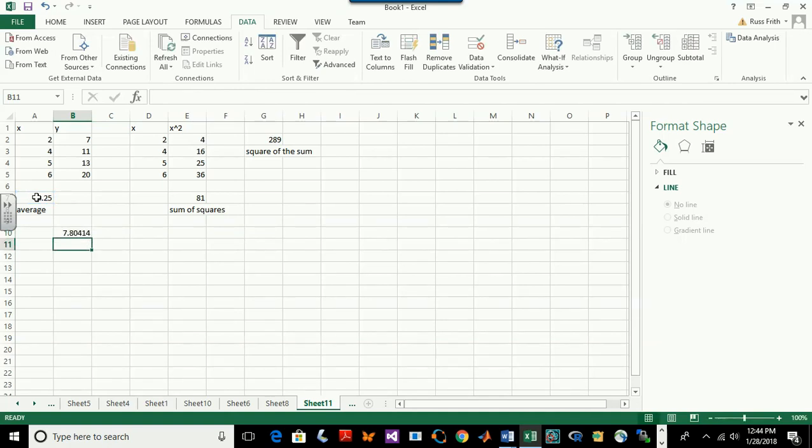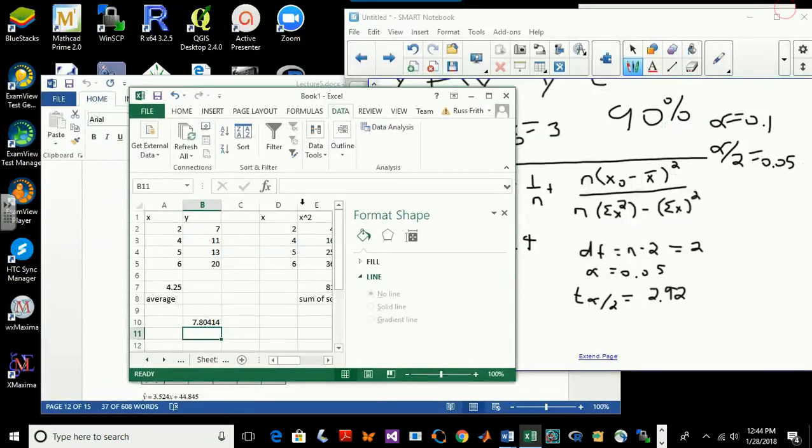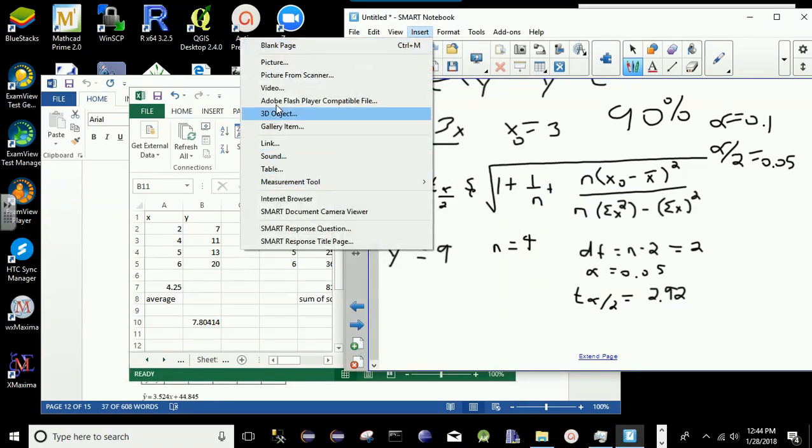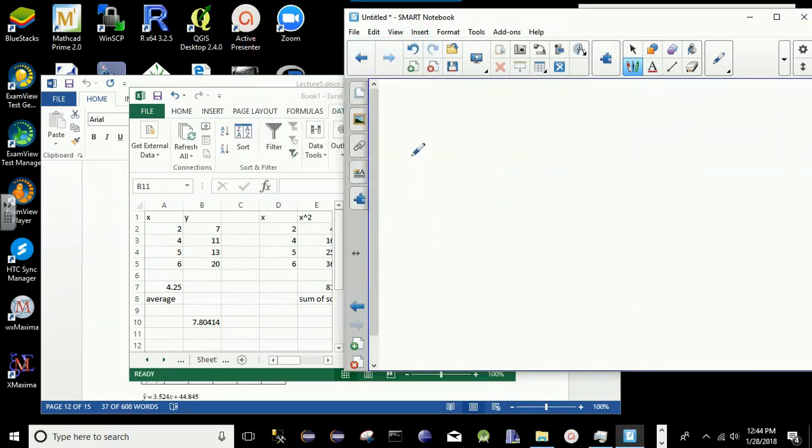And so what is the question? At the 90% level, we want to know the prediction for x equals 3. So y hat, of course, is 9. So the prediction would be your y hat value minus 7.8 to 9 plus 7.8.